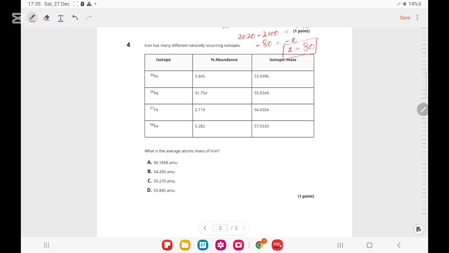So in this question, we need to do the estimation, and iron has many different naturally occurring isotopes. They are the different isotopes which have different isotopic mass, and we need to see the most abundance is of this one, and that has the isotopic mass of 55.93. Then average atomic mass of iron should be near to that, and if we see the option D, that is closest to the most abundant element, so the answer D is the right one.